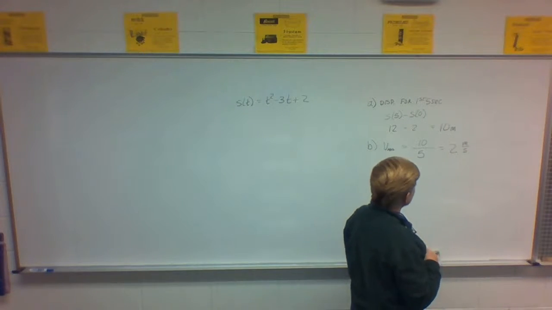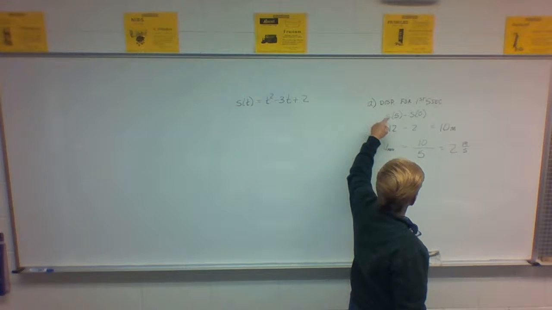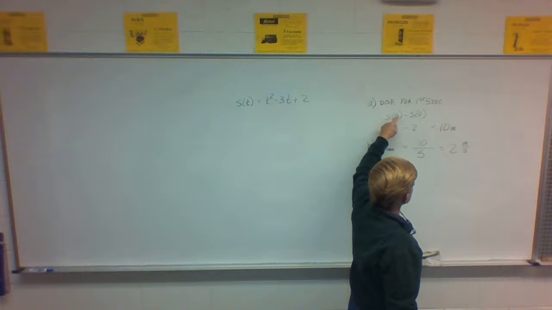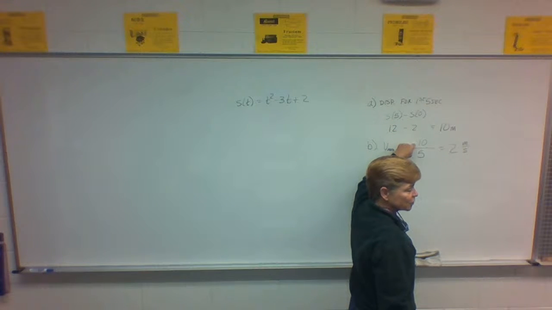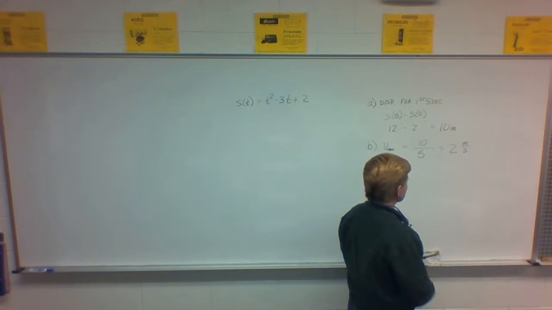Now, had they said, what's the average velocity over the first 7 seconds, then you would have had to refigure this. You had to go S of 7 minus S of 0. But since they asked for 5, we were able to just take that answer and put it here. I'm not going to tell you which way it is on the test. You figure it out. You think about it.